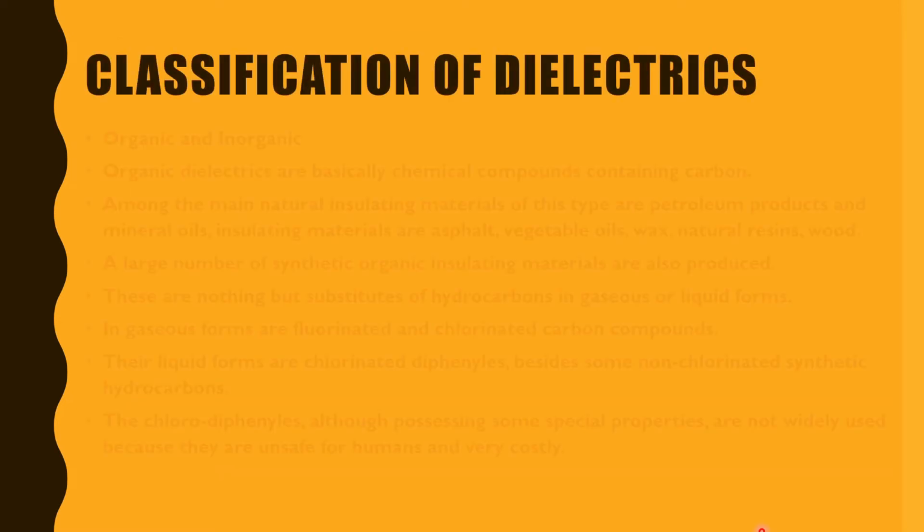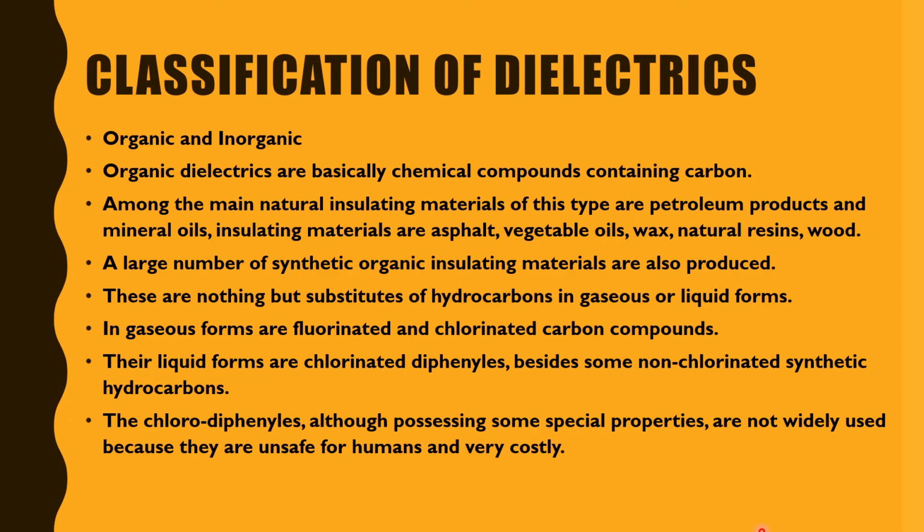Next is the classification of dielectrics, that means organic and inorganic. The organic dielectrics are basically chemical compounds which contain carbon. Among the main natural insulating materials of this type are petroleum products and mineral oil. Other insulating materials are asphalt, vegetable oils, wax, natural resins, and wood.